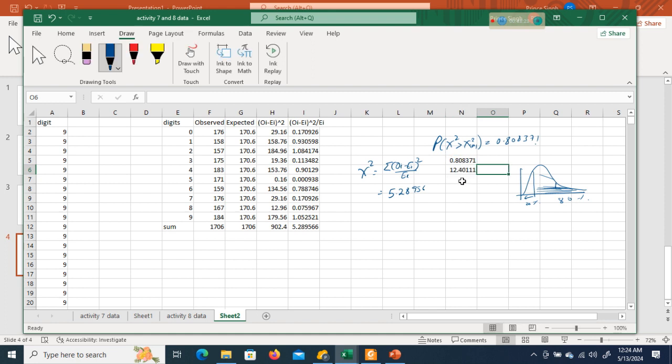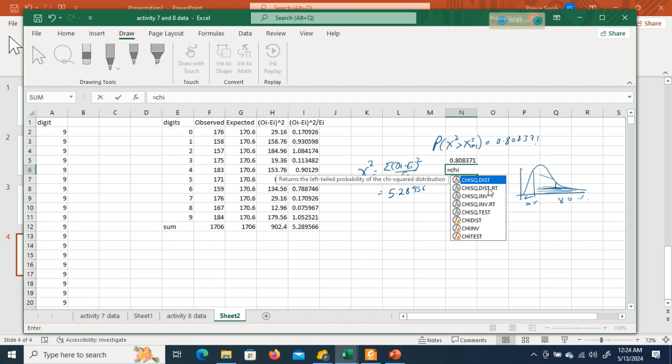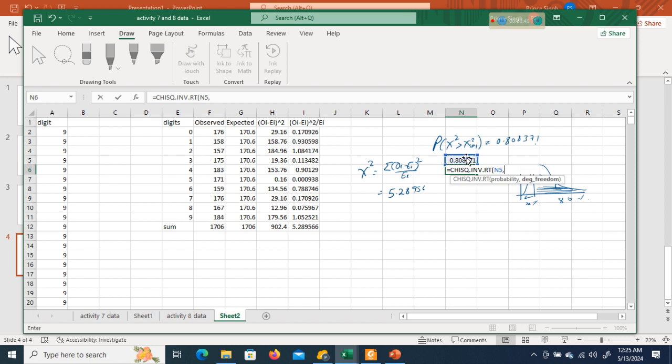So it will give us the value 12.40111, but basically I need it for the right tail. In that case I can use chi-square inverse right tail, and this is the probability, and the degree of freedom is 9. So you can see here its value comes out to be 5.289566. Basically this value corresponds to the right tail only, because in this case the right-hand side part is the region of rejection.